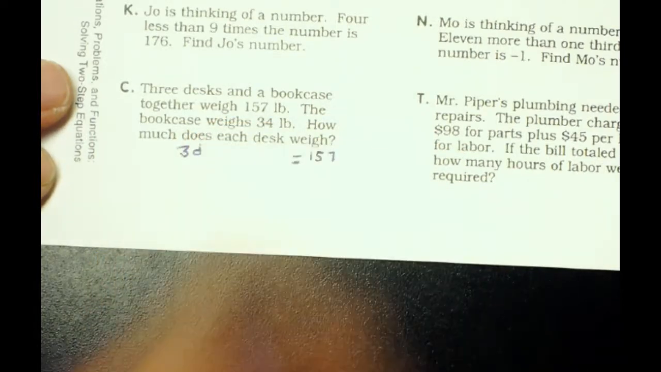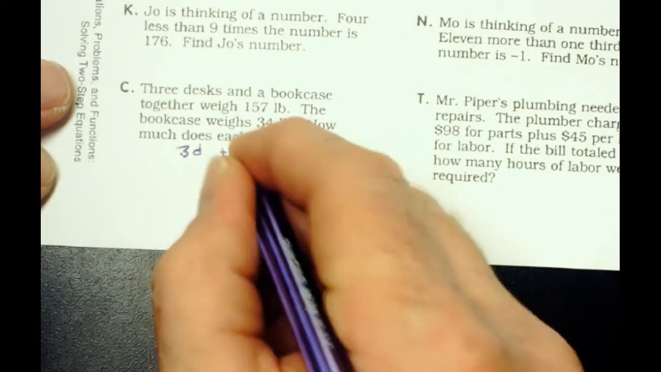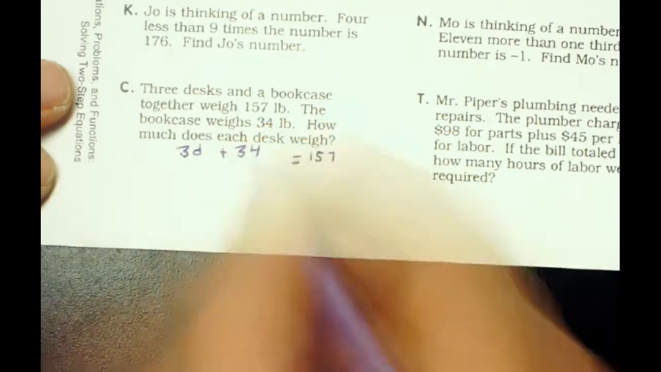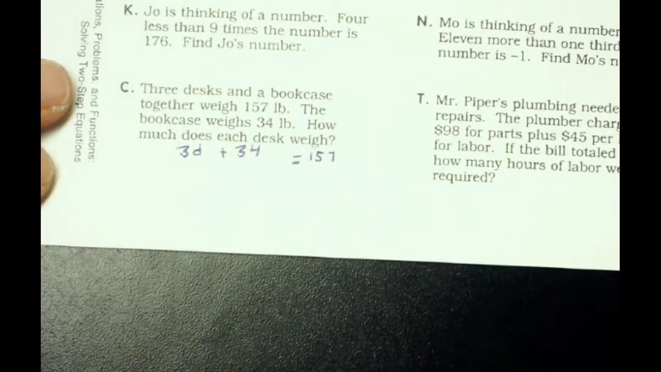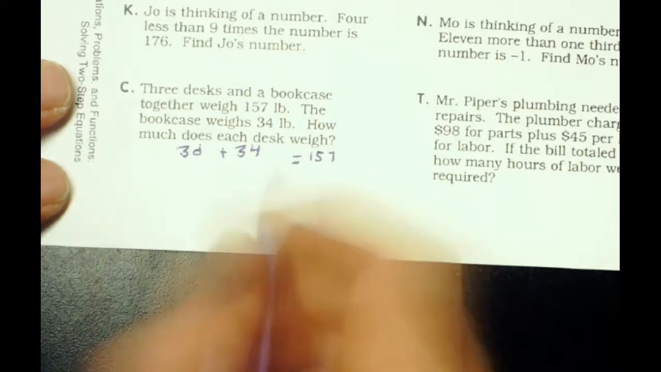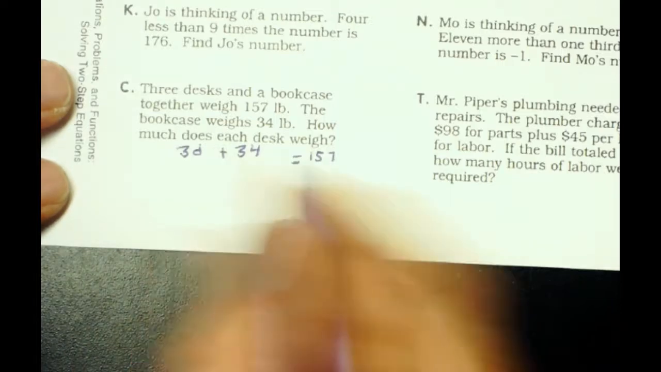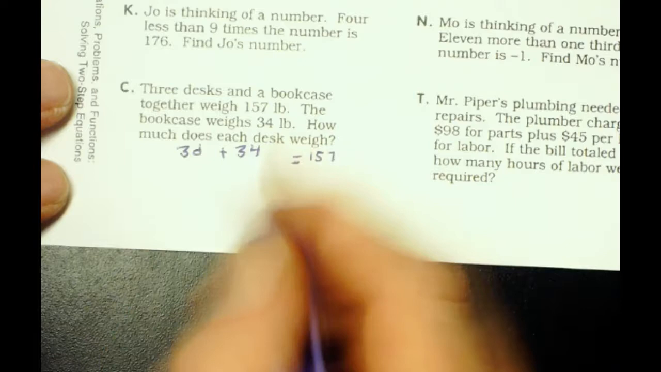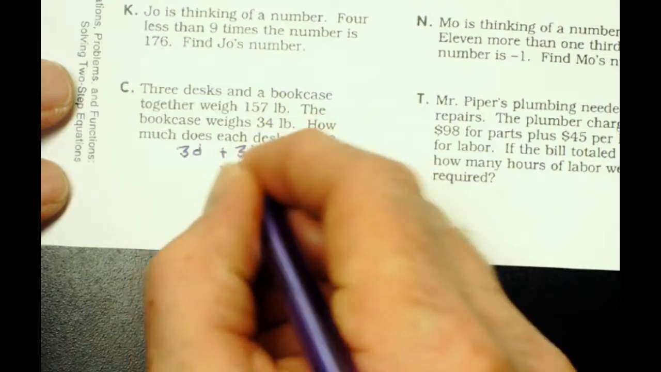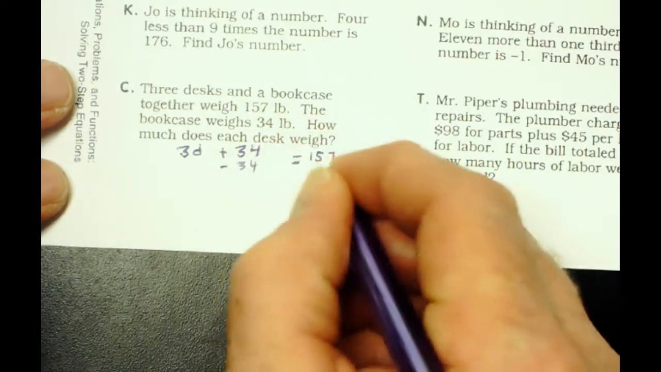That'd be 3D, and I'm going to add 34 pounds for the bookcase, and together it equals 157. We just wrote ourselves a 2-step equation sentence from that word problem. How much does each desk weigh? So the desks will be the D, we'll isolate it. So I'm going to subtract 34 here. I'm going to subtract 34 here.